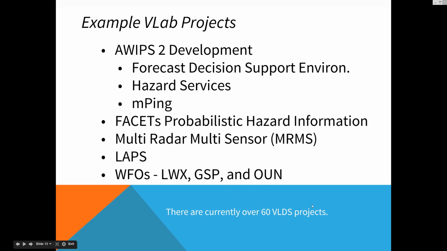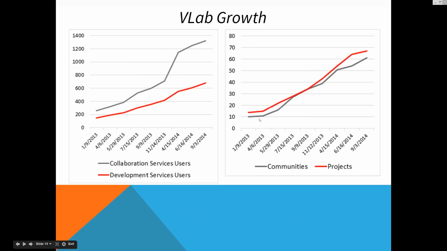So there are currently over 60, probably more like 65 now, VLab projects. And you can see the growth, starting out at the beginning of 2013. And these are the number of users, total users that have logged into the system. So there's been a tremendous growth on both sides, development services and collaboration services. And in terms of the communities, they're pretty much tracking together. But you can see, too, that we're above 60 communities as well as projects.